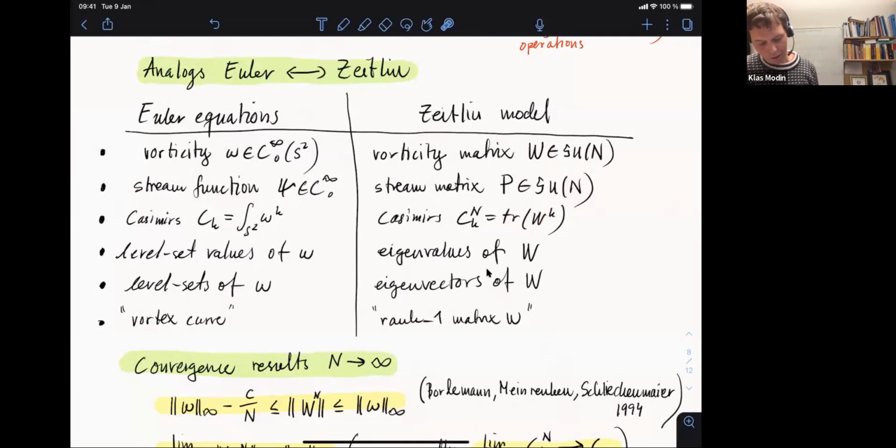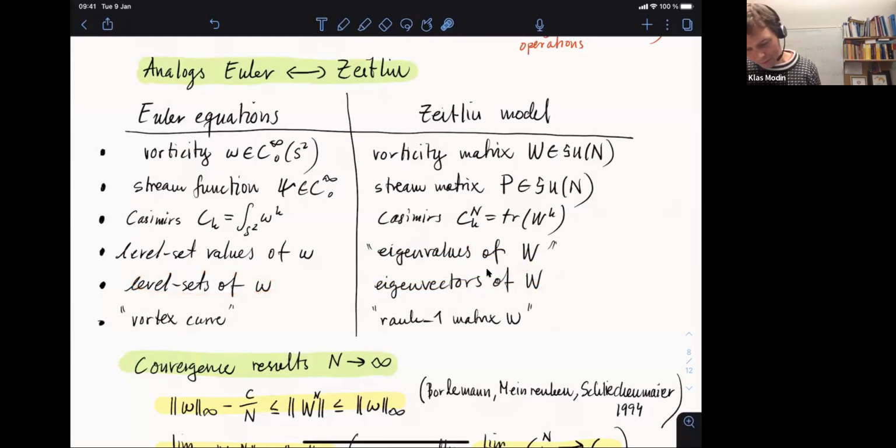So here are more interesting things. Take the level values of some smooth vorticity function, omega. It has a weak correspondence in the quantized model. I write it like that because it's weak. So it corresponds to the eigenvalues. I indicated this already. What about the eigenvectors? Once you have eigenvalues, it's natural to talk about eigenvectors as well. What are the eigenvectors of our quantized objects, of our matrices? They correspond to the level sets of the function.